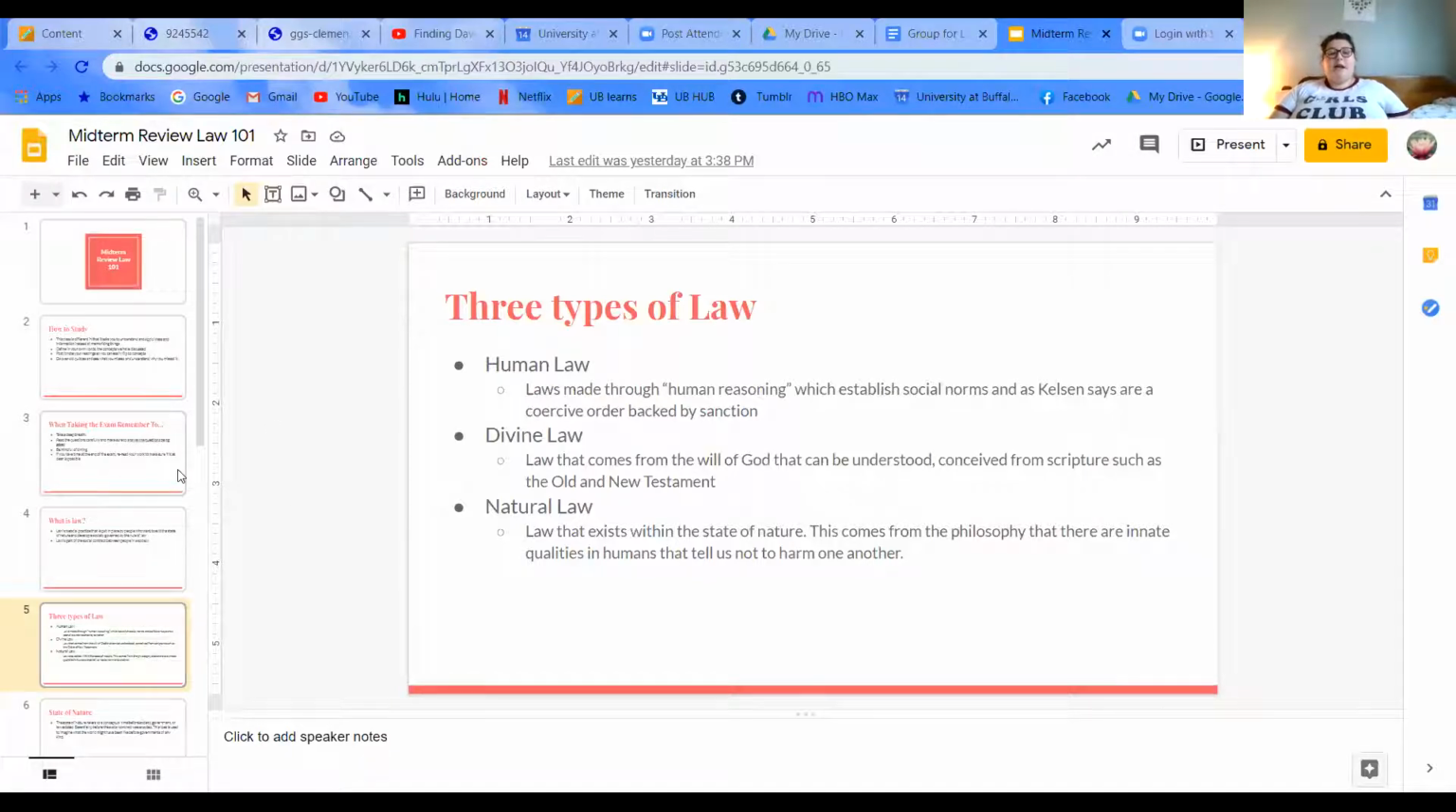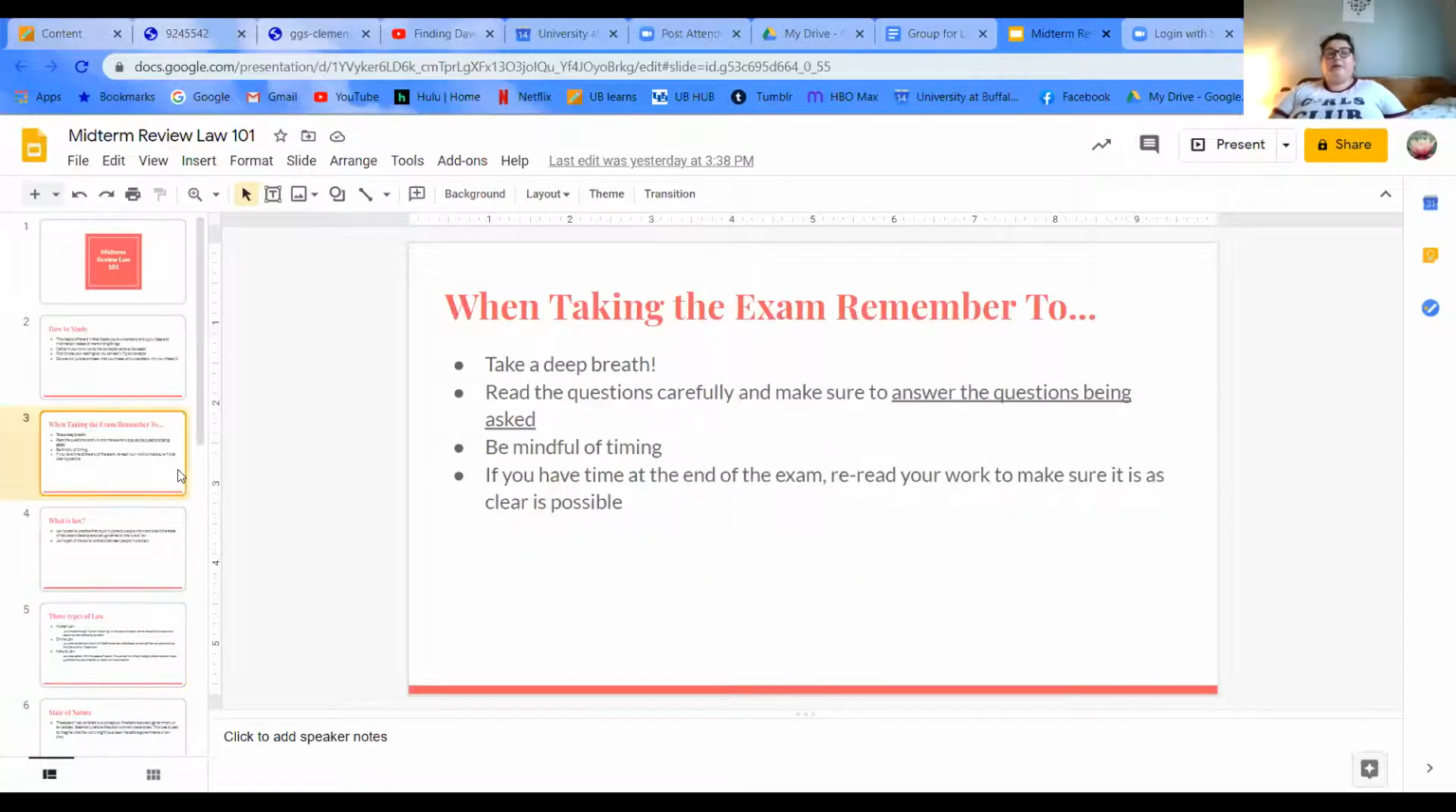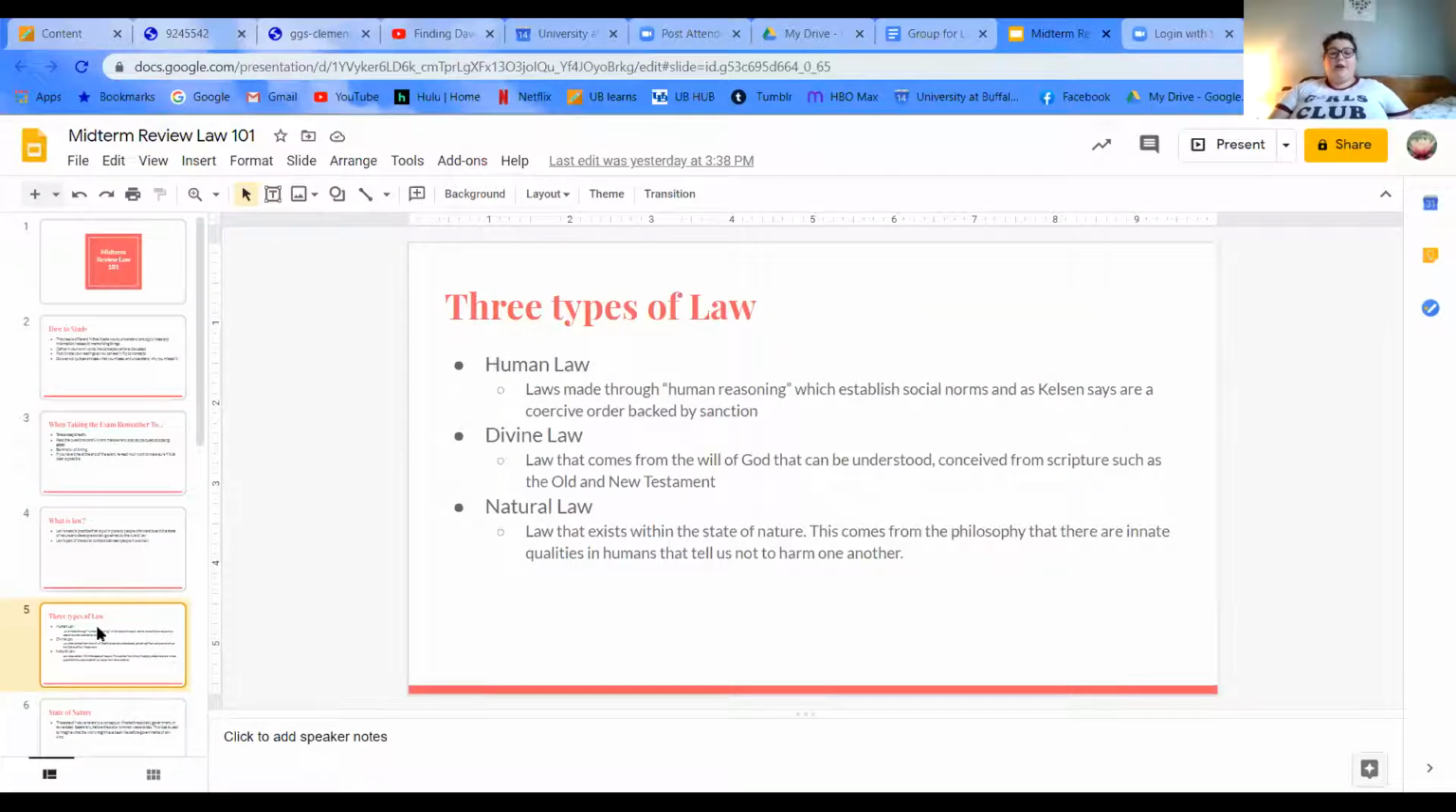And then natural law. So law that exists within the state of nature. It comes from the philosophy that there are innate qualities in humans that tell us not to harm one another. So this is the understanding that no matter what, even if we're not in a society that is regulated by laws, we have some things that we know just innately to be true. And one of them is that we should not harm each other.